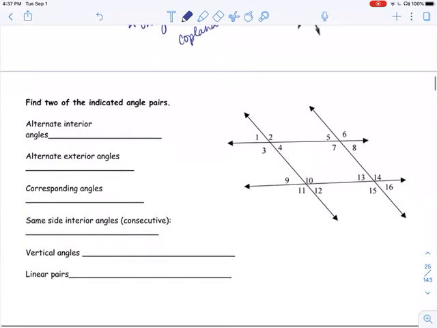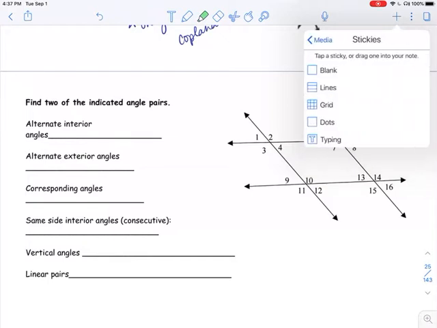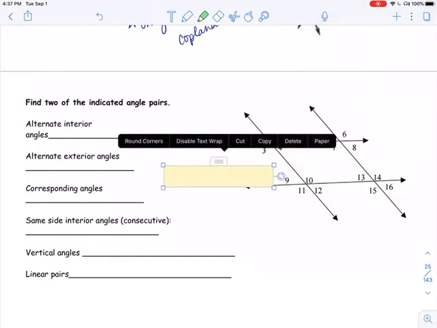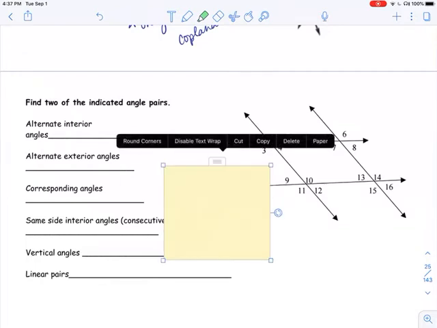All right, so find the indicated pairs. Let's talk about each of these. I'm not going to write down all of them because there are lots of them that we could take. I would encourage you to grab a sticky note and cover up some of these angles. So I'm going to see if I can do the same thing here. All right, I think that this will work.